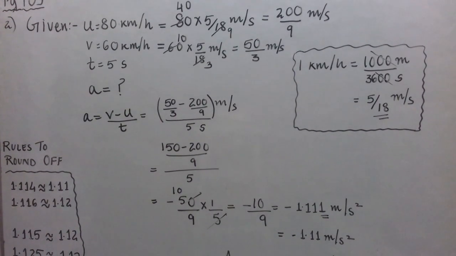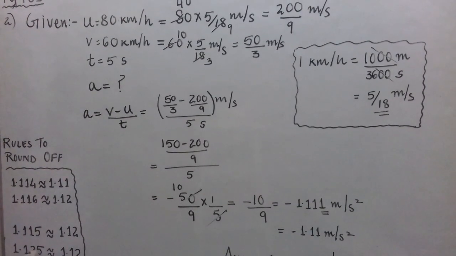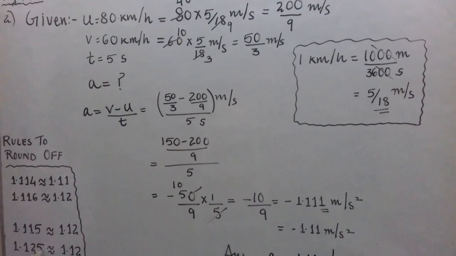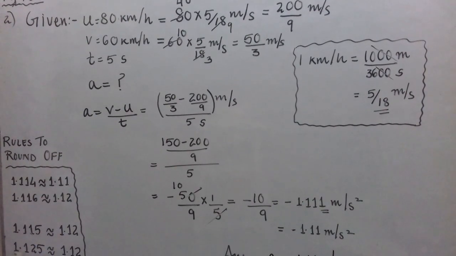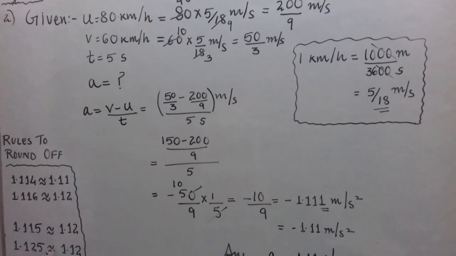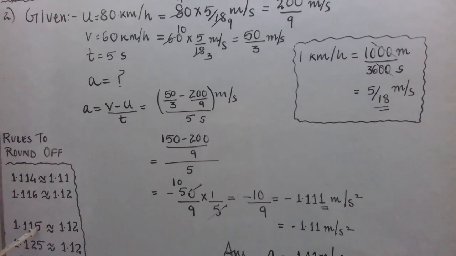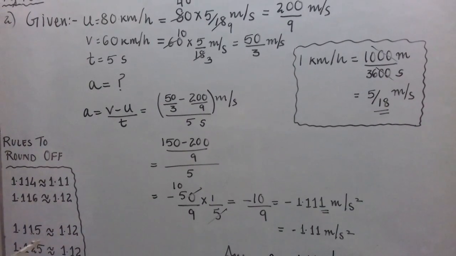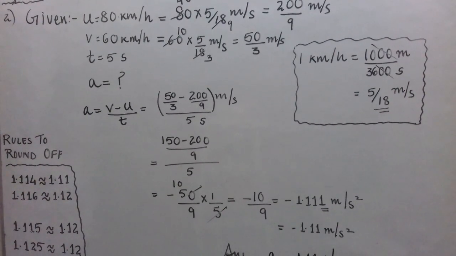If the number before 5 is even, like here it is 2, 1.125, and I want to round it off to 2 decimal places, then I'll retain this even number. So after rounding off to 2 decimal places, it becomes 1.12. If the preceding number is odd, I'll add 1 to it. If it is even, I'll keep it the same. I hope you have understood these simple rules to round off the number.